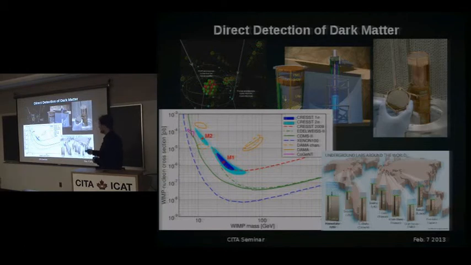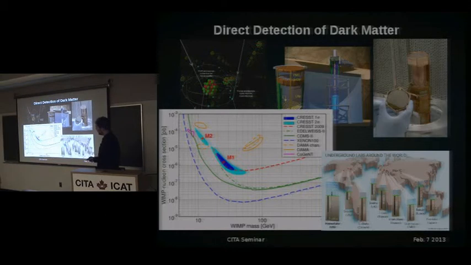This is for spin independent, and you have to make some assumptions about what is the distribution of the speeds of dark matter particles, and I'll get to that in a minute. But as long as you make the same assumptions, you can put all these experiments on the same plot. And you can see there's exclusion curves. These are curves from CDMS and from XENON, which say that the dark matter particle cannot have a greater interaction cross-section at a given mass.